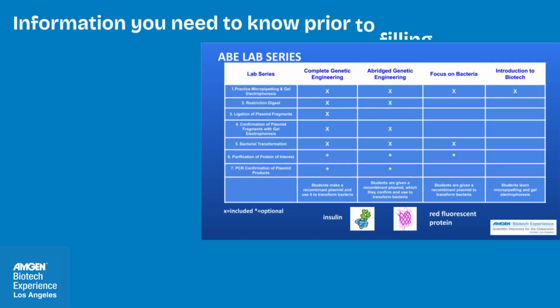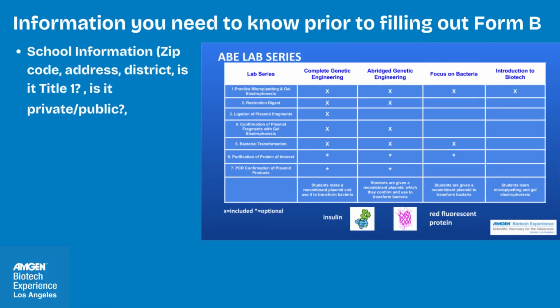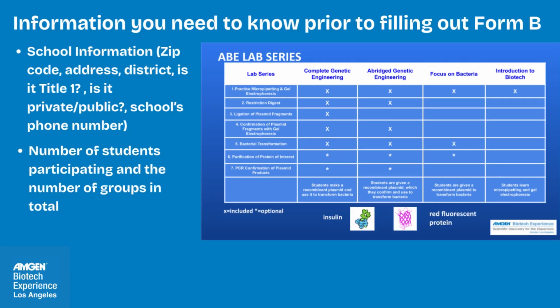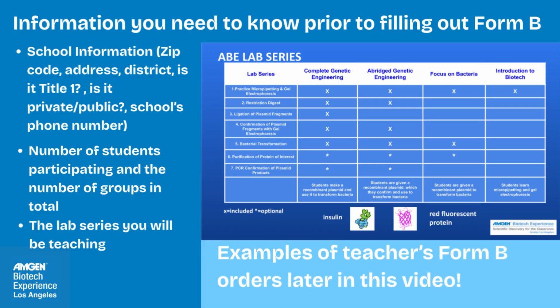Before filling out Form B, there are several important things you should know. You will need to know your school's information like zip code and school district, how many students and groups will be participating in the labs, which lab series your students will be doing, and so on. Feel free to pause the video to take a screenshot, or continue watching for examples later in this tutorial.